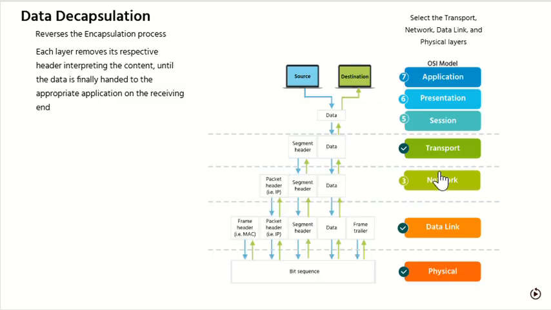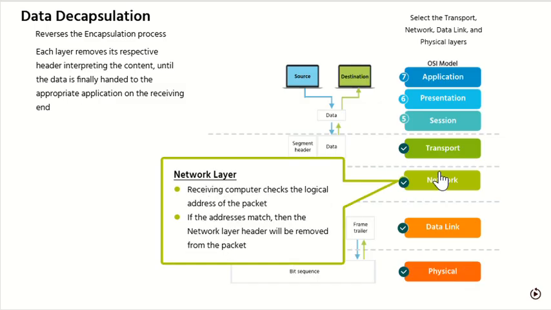At the network layer, the receiving computer checks the logical address of the packet. If the addresses match, then the network layer header will be removed from the packet and the remainder is passed to the transport layer. The PDU is now a segment.